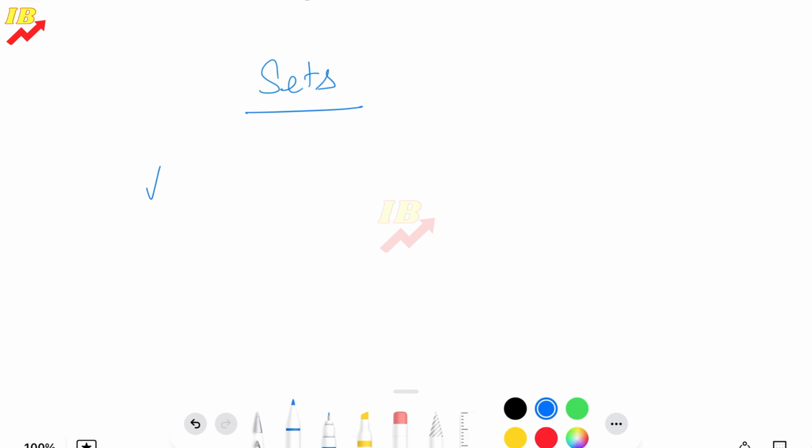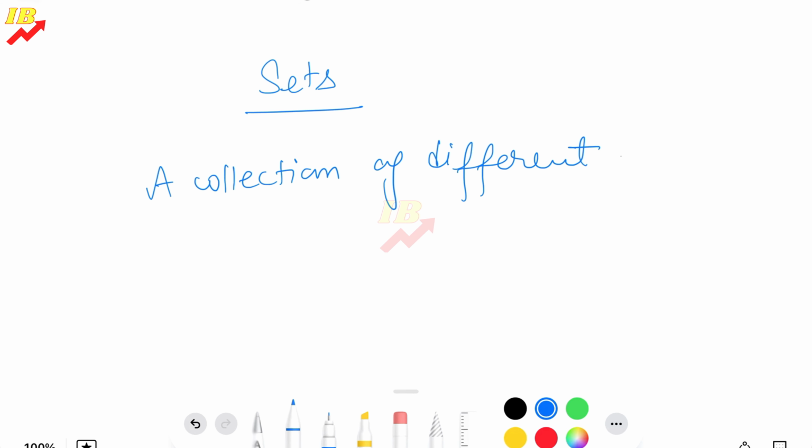A set is basically a collection of different objects, or we say elements, which are compiled and put in a curly bracket.